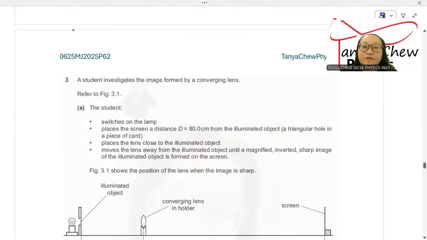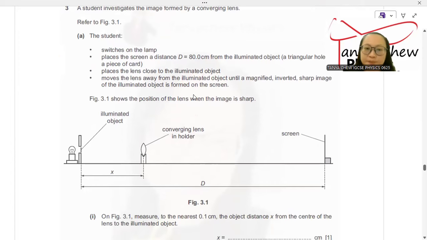Number 3, a student investigates the image formed by a converging lens. Refer to Fig 3.1. A, the student switches on the lamp, places the screen a distance d, which is equal to 80 cm, from an illuminated object, a triangular hole in a piece of card, places the lens close to the illuminated object, moves the lens away from the illuminated object until a magnified, inverted, sharp image of the illuminated object is formed on the screen. Fig 3.1 shows the position of the lens when the image is sharp.